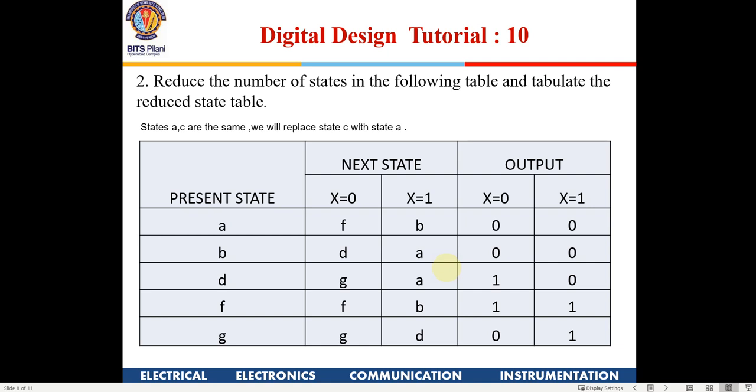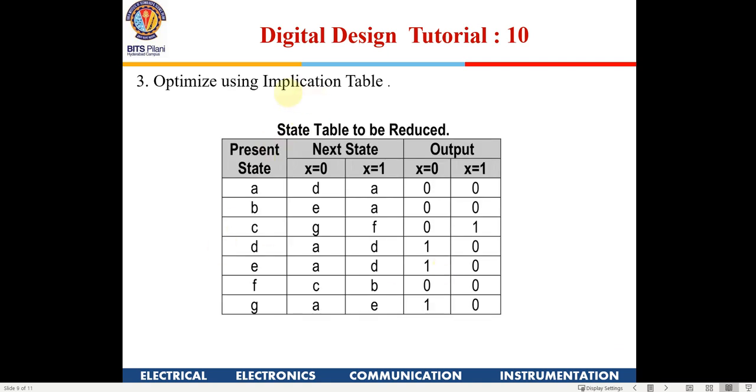Okay, the next technique which we are going to learn is the implication table. This is like the QM method. Here there is no visual clue; the computer will be able to compute using this method. It is very similar to the QM method. So these are the state diagrams, next state and output. If you see visually, there may not be anything common, but still there is scope for doing it.